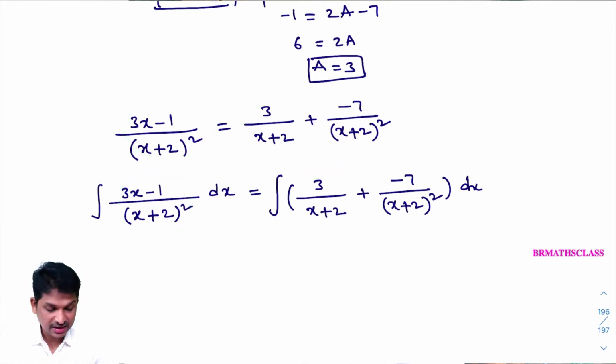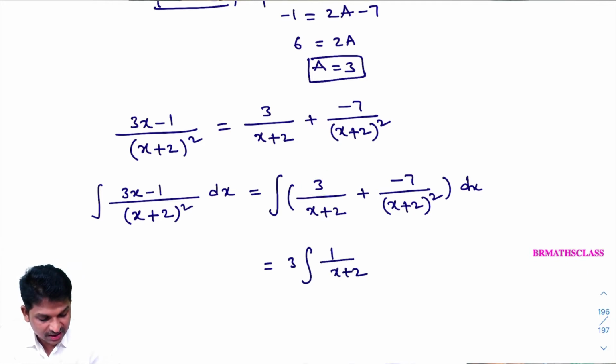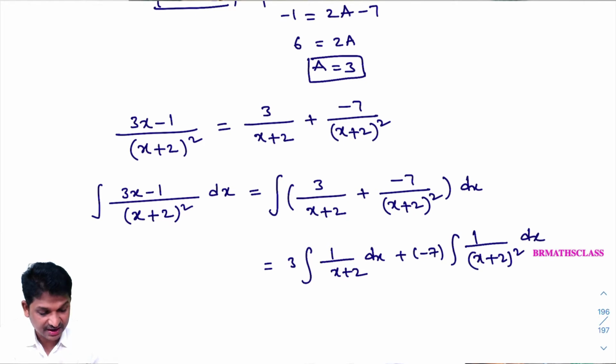Now I need to integrate. I'll integrate each and every term: integral of this term plus integral of this term. While integrating this term, in the numerator 3 is there, 3 is constant, right? You take it outside the integral: 3 times the integral of 1 divided by x plus 2 dx. Here you see minus 7 constant, take it outside: plus minus 7 into integral of 1 divided by x plus 2 whole square dx. I hope you are understanding.